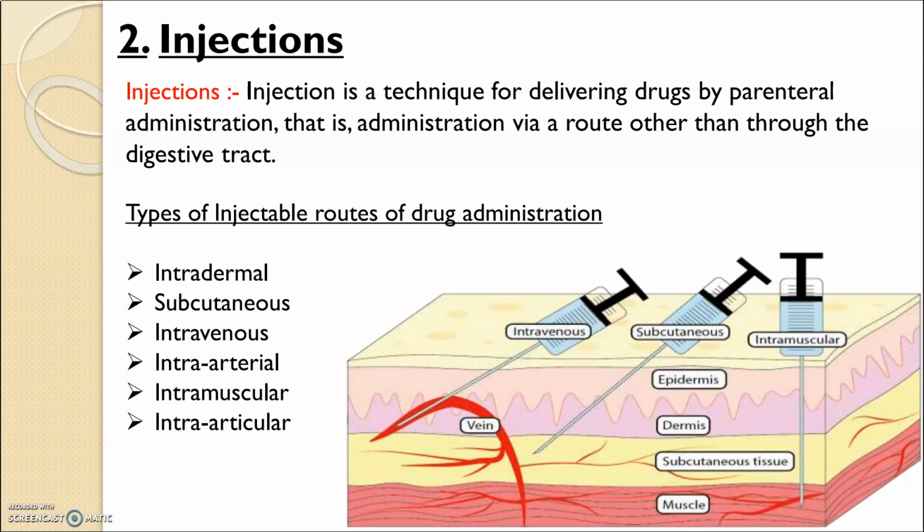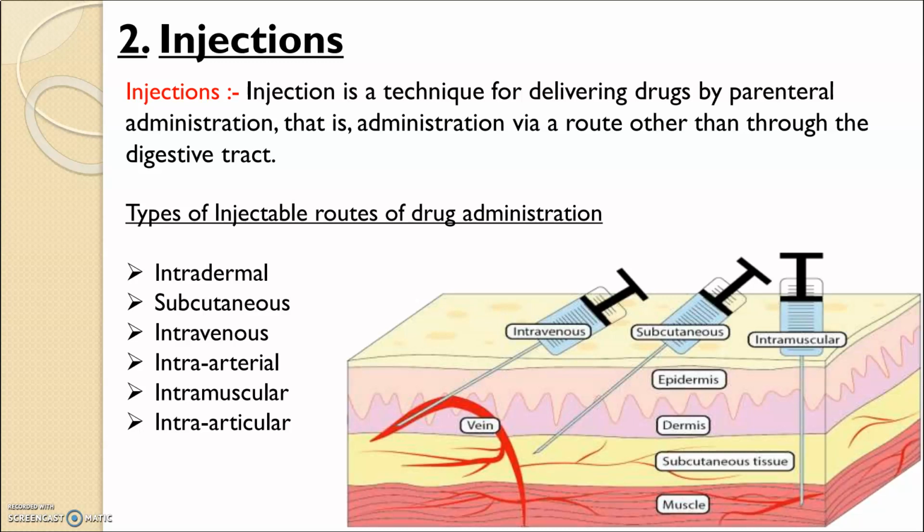Next is intramedullary administration. Injections are given into the tibial or sternal bone marrow. Advantages, onset of action is very fast as the vascular spaces of bone marrow communicate directly with the large vein. Disadvantage, it is very risky, painful, and strict aseptic conditions are needed. Then intra-articular administration. Injections are directly injected into the joint space. Advantage, it ensures the higher concentration of drug is in a localized area.